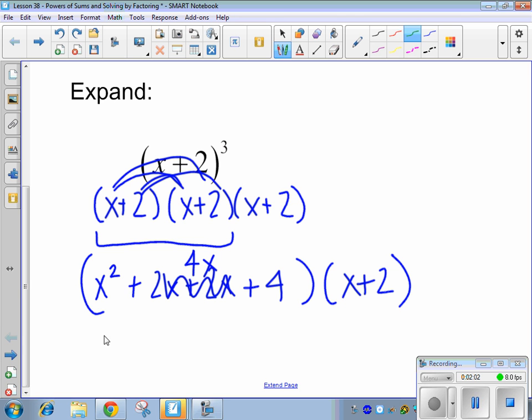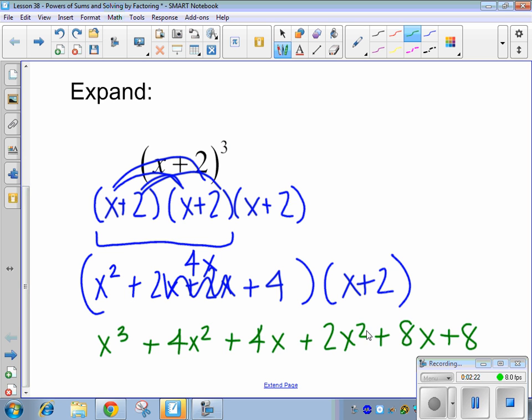So I'm going to go through and multiply every piece by x to start. So I'm going to get x cubed plus 4x squared plus 4x. Now I need to multiply every piece by 2, so I'm going to have plus 2x squared plus 8x plus 8.